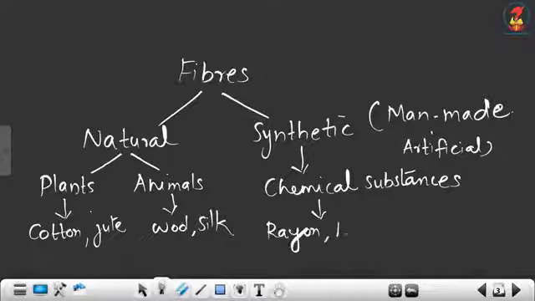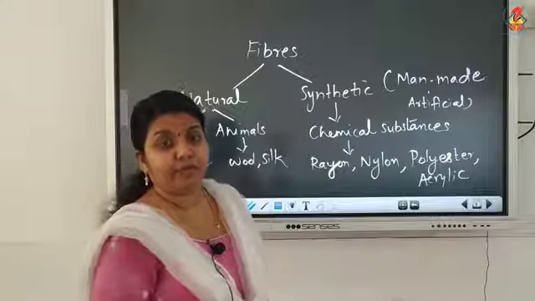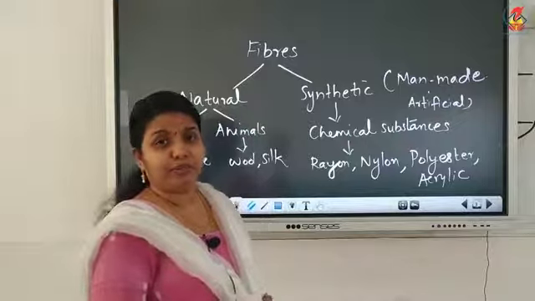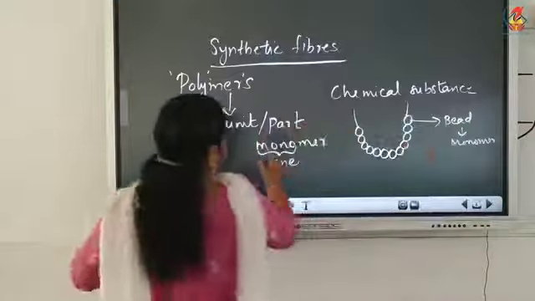The examples that we are going to learn are nylon, rayon, polyester, and one more, acrylic. The definition and examples you have already learned in smaller classes. Rayon, nylon, polyester and acrylic are examples of synthetic fibers that we are going to learn in this chapter. Okay, so let's move on.